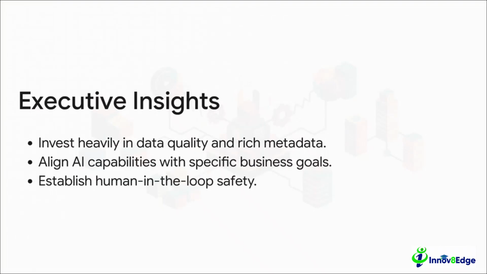So let's break down your actionable executive takeaways. First, invest heavily in your underlying data quality. Your AI is only ever going to be as good as the data it retrieves. Second, make sure to align your agentic RAG architecture directly with specific business goals, like automating customer support or accelerating your financial analysis. And finally, always establish human-in-the-loop oversight for any high-stakes actions.